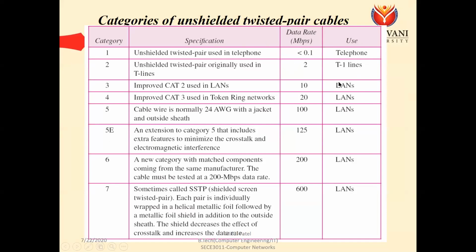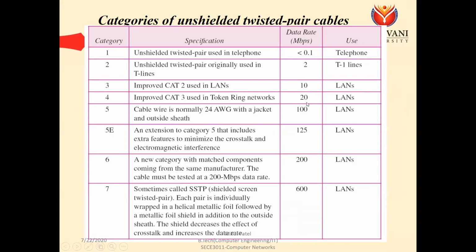Cat 1 is majorly used in telephone lines, in which the speed is less than 0.1 Mbps. Cat 2 has a 2 Mbps speed and is majorly used for T1 lines. Cat 3, 4, 5, 6, 7 are all used in the LAN. In Cat 3, we can get a speed up to 10 Mbps.